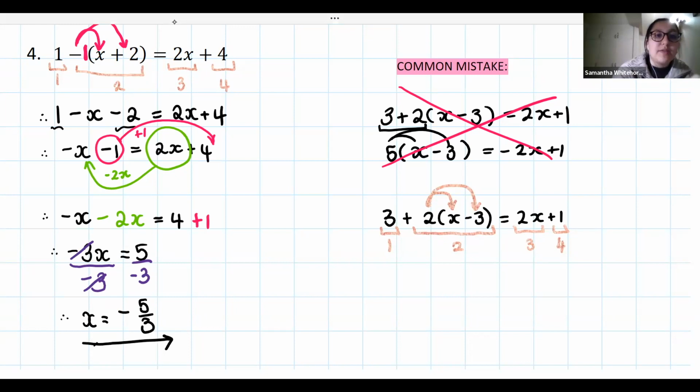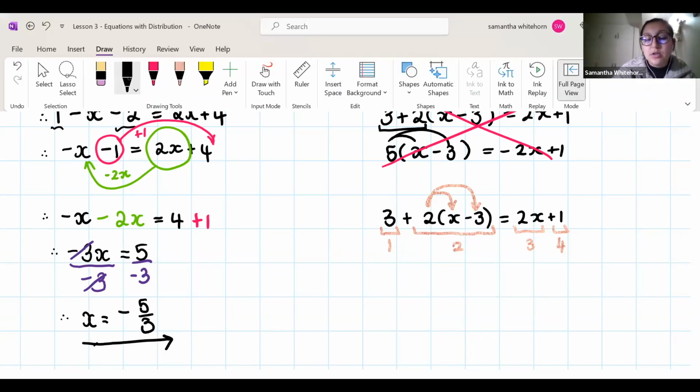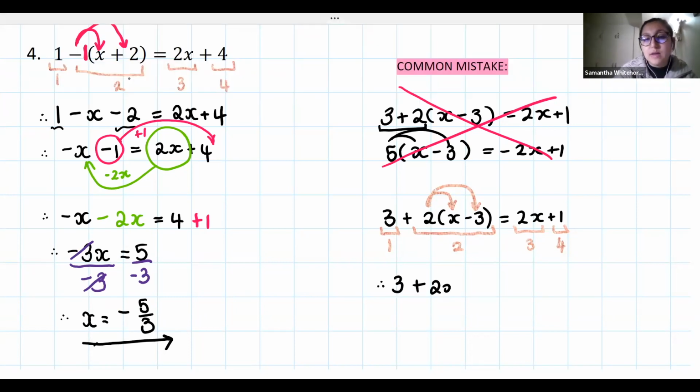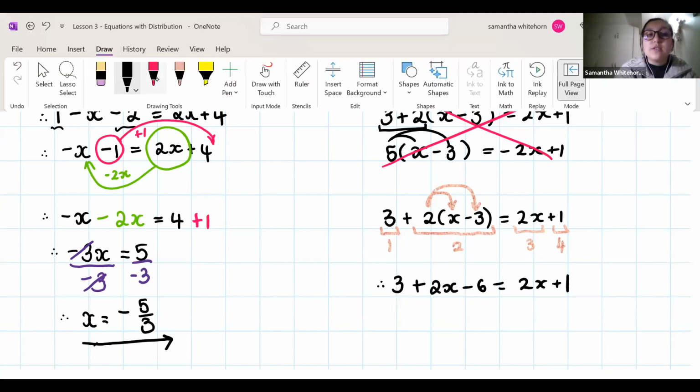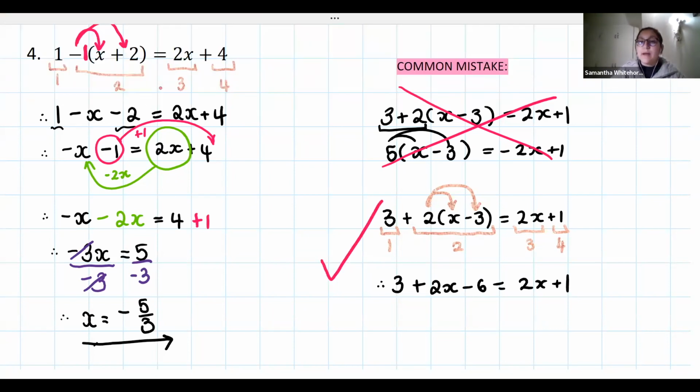So only once you have distributed to get 3 plus 2x minus 6 equals 2x plus 1, and so on. Only once you've done that can you now simplify. But this is the correct way to deal with something like that.